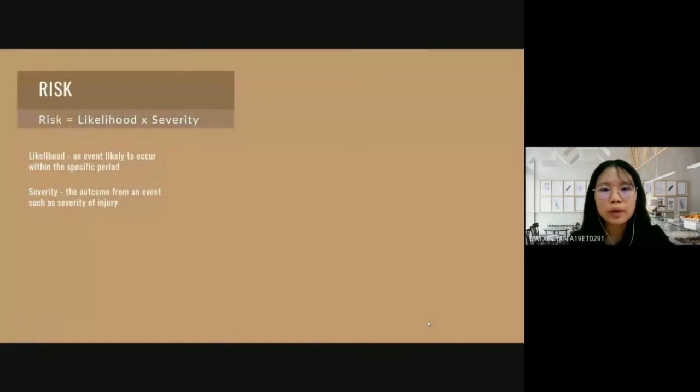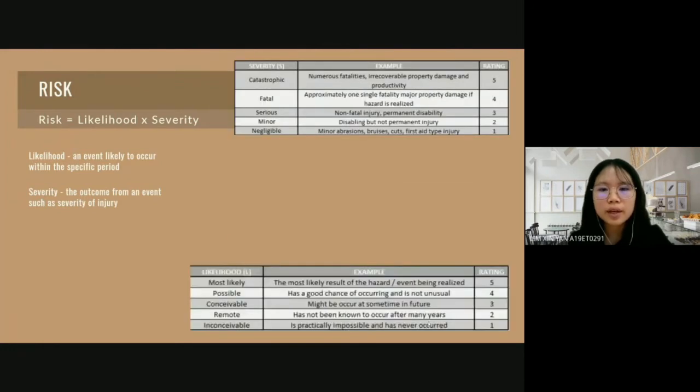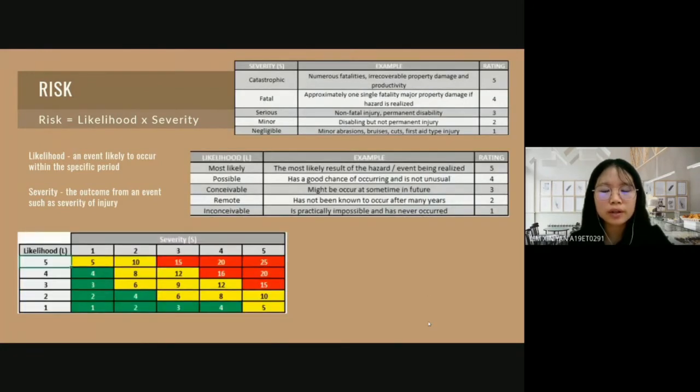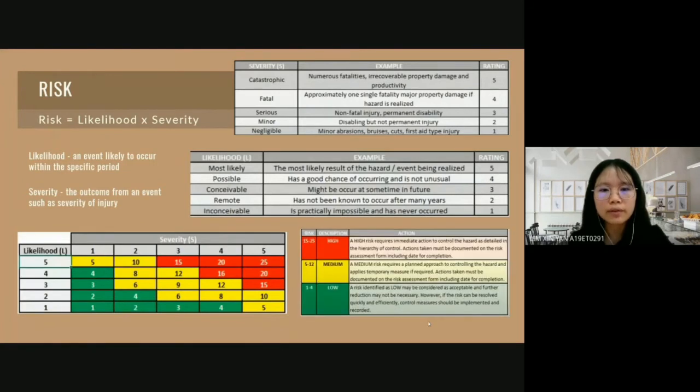Risk is something that we live with on a day-to-day basis. People are constantly making decisions based on risk. Risk can be calculated by multiplying likelihood and severity. Likelihood is an event likely to occur within the specific period, while severity is the outcome from an event, such as severity of injury. These are the tables which show the descriptions and rankings of severity, likelihood, and risk.